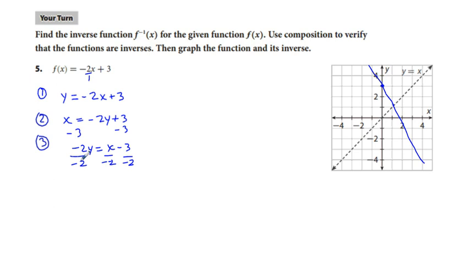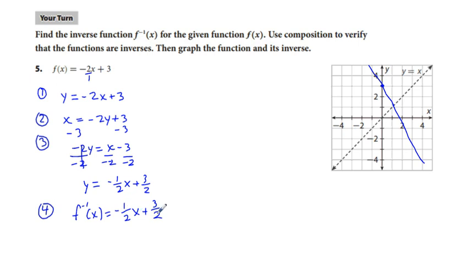So y is equal to negative 1/2 x, and then negative 3 divided by negative 2 is going to be plus 3 over 2. And then our final step is to replace y with f negative 1 of x. So we have f negative 1 of x equals negative 1/2 x plus 3/2. And now I'm going to go ahead and graph this, and we see if that's what we have.